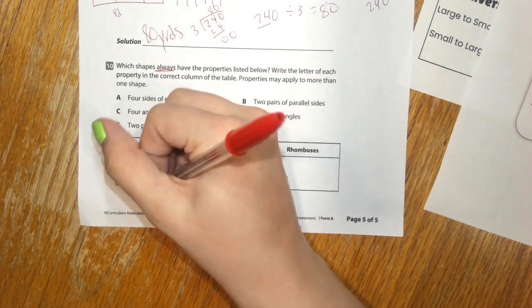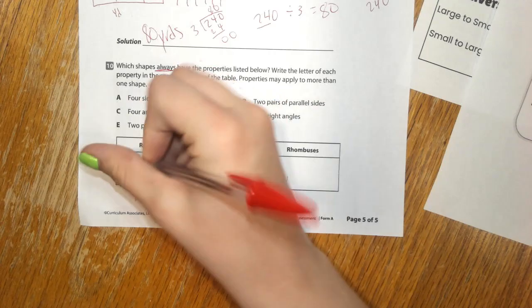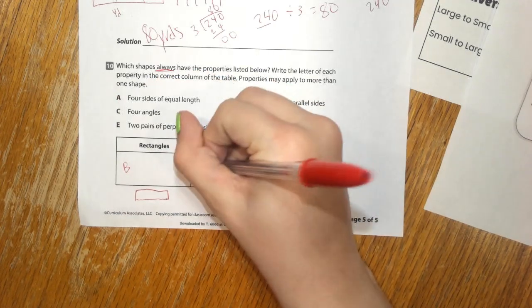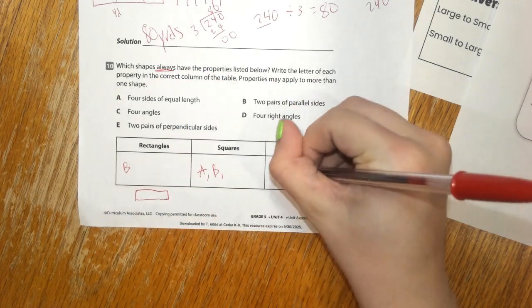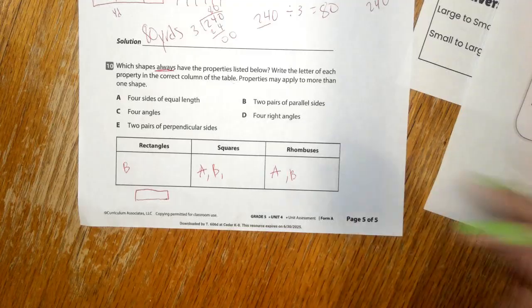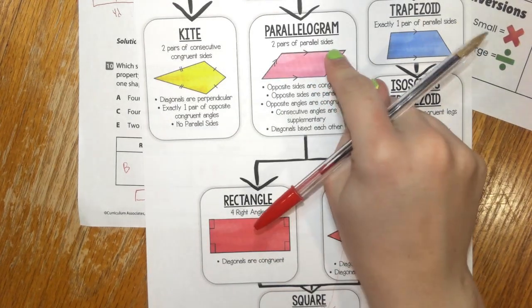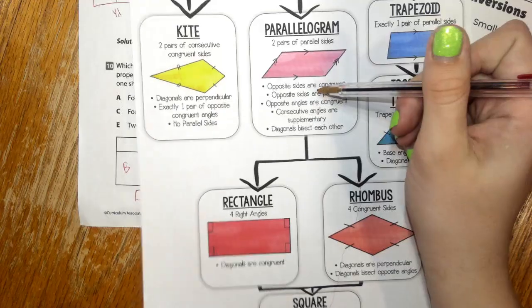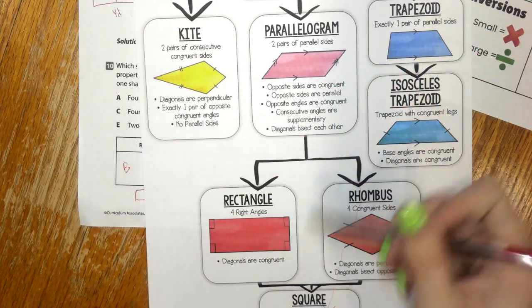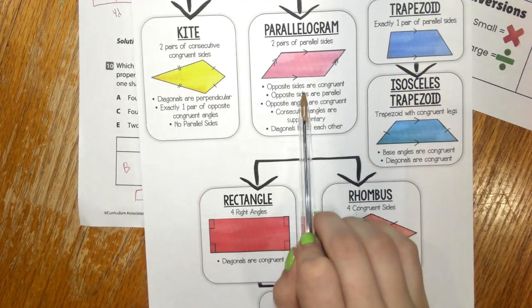Okay. B, 2 pairs of parallel sides. Well, rectangles have these, so yeah. Squares have them, and a rhombus has them, because they're all what we call a parallelogram. A parallelogram means we have 2 pairs of parallel sides. Remember, think of Mr. Roberts. Parallelogram is telling all of these things. They have to follow that rule.